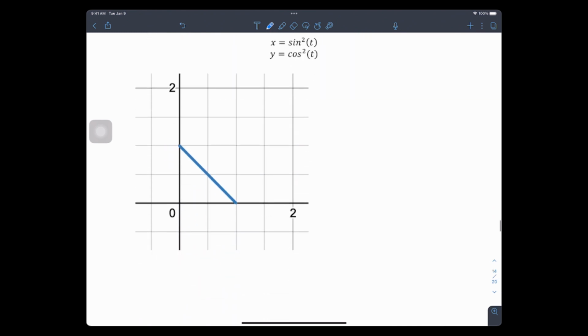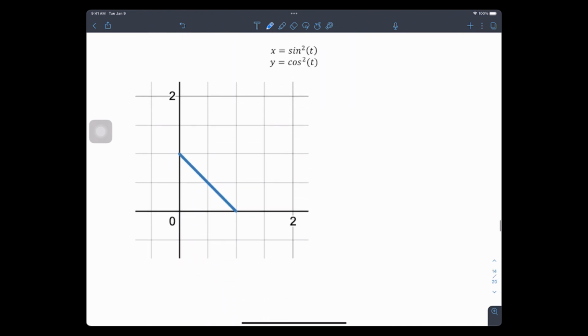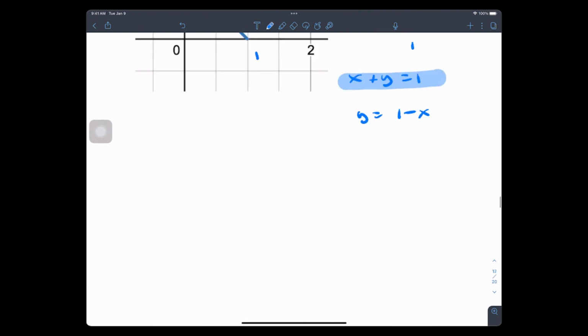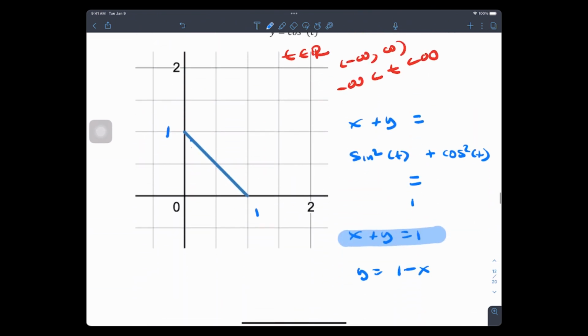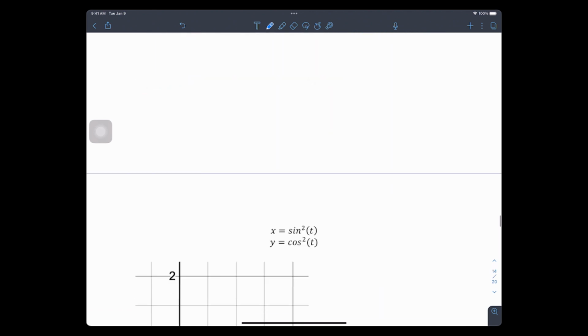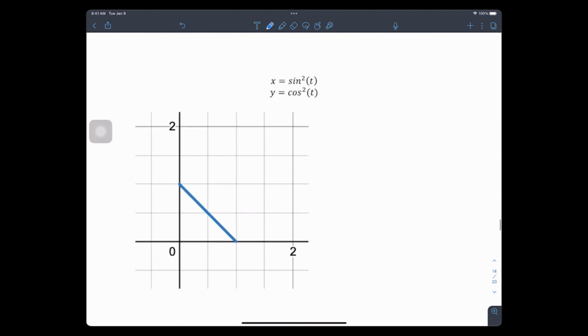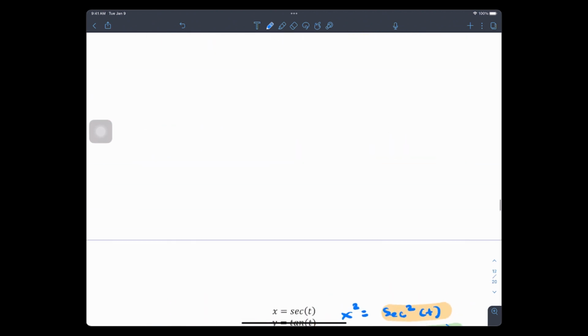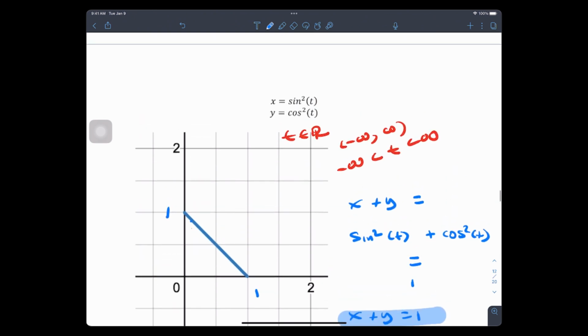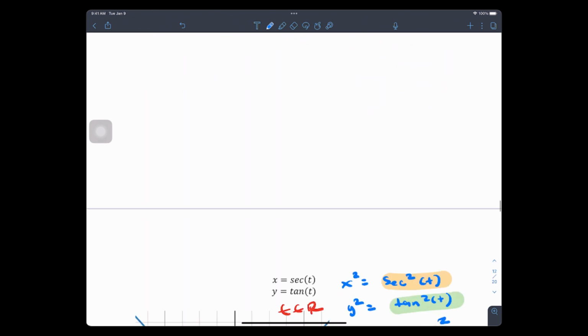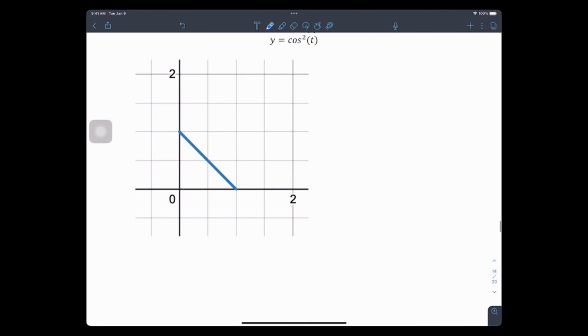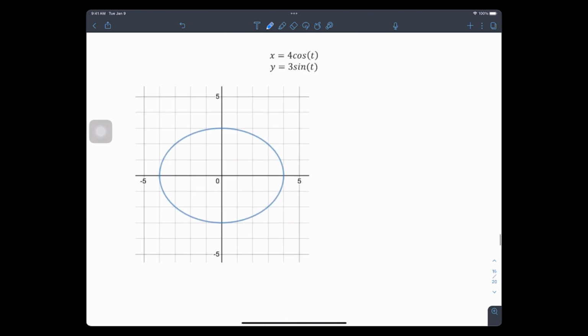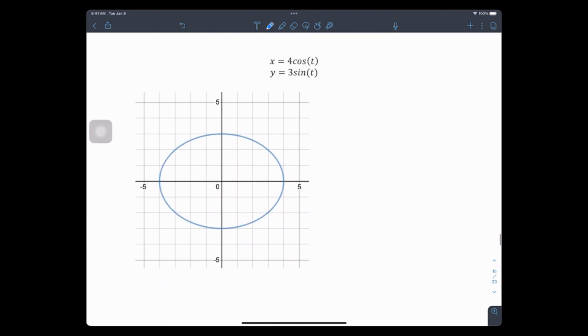Isn't that the same one? Why do I have that? That's a little goofy. Is that sine squared cosine squared? Huh. Same curve. Oh, this is another favorite of mine. How do I know that's an ellipse? How do we know?